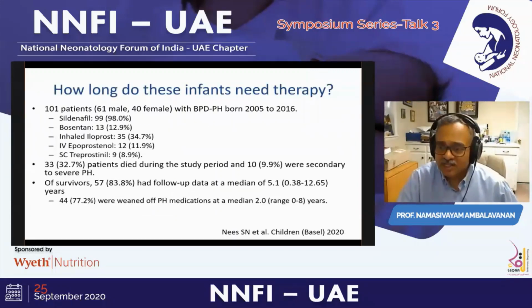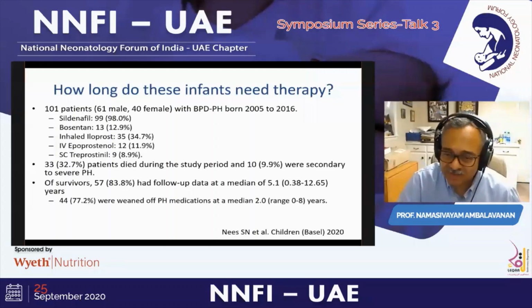This is another study published this year of 101 patients with BPD pulmonary hypertension, about 100 of them being treated with sildenafil, some of them with bosentan and other agents. About 1/3 of these infants died during the study period, and of this third, 1/3 of them were secondary to severe pulmonary hypertension. And at a follow-up of about 5 years, it is seen that only a quarter of them were still on medications. 77% were weaned off pulmonary hypertension medications at about 2 years of age.